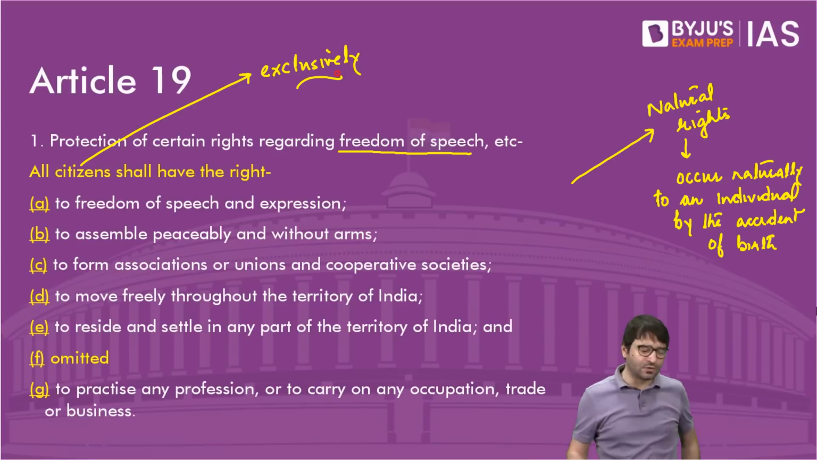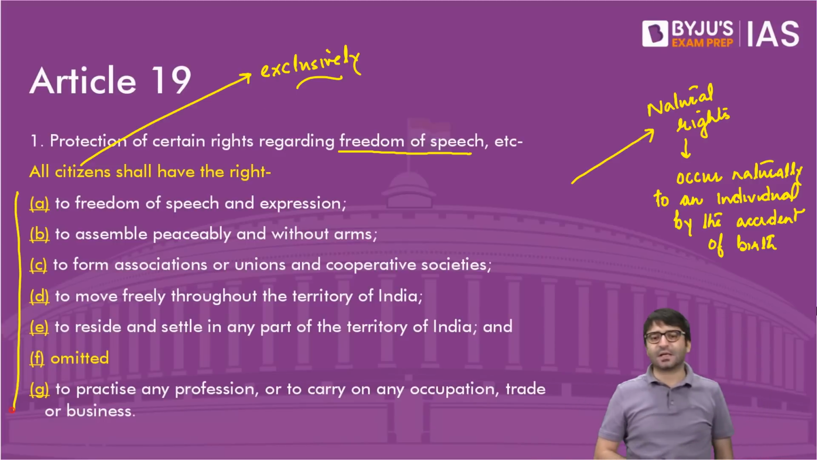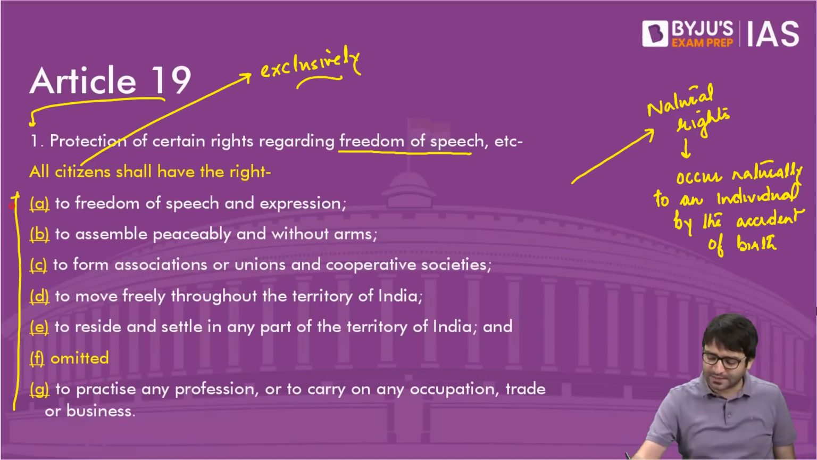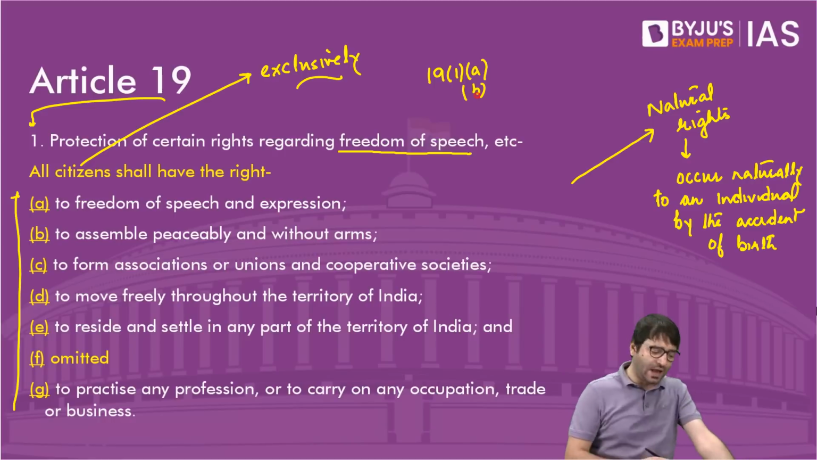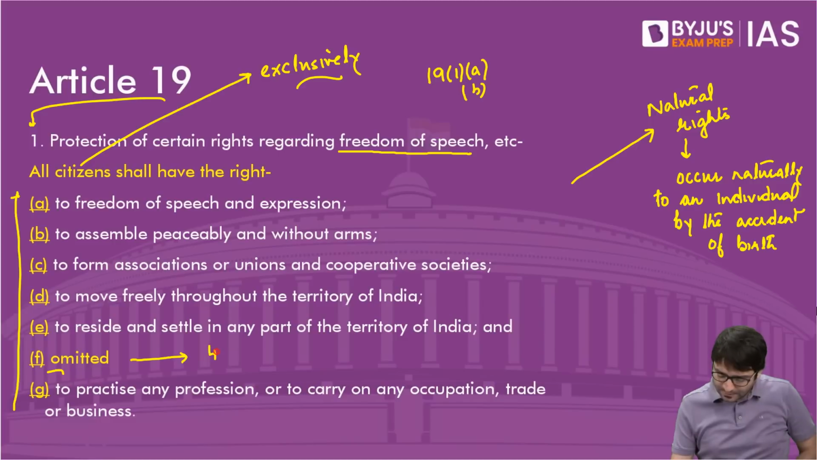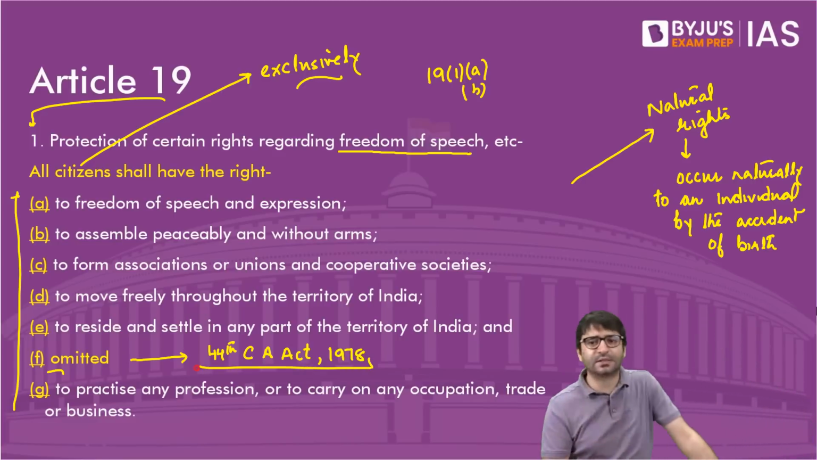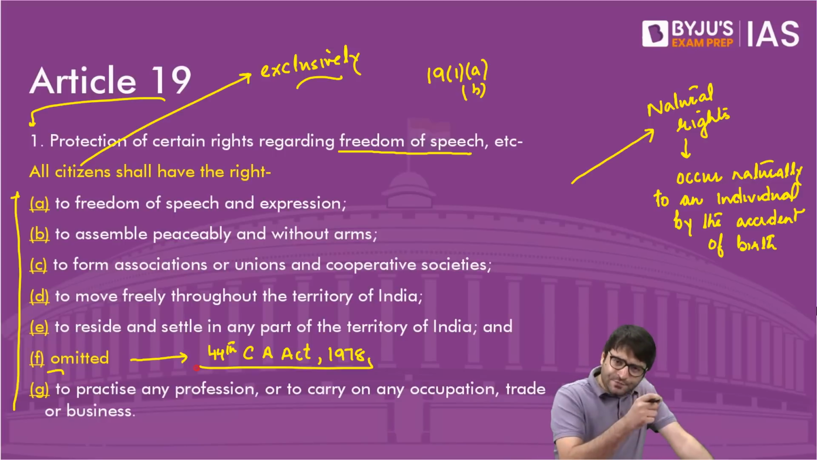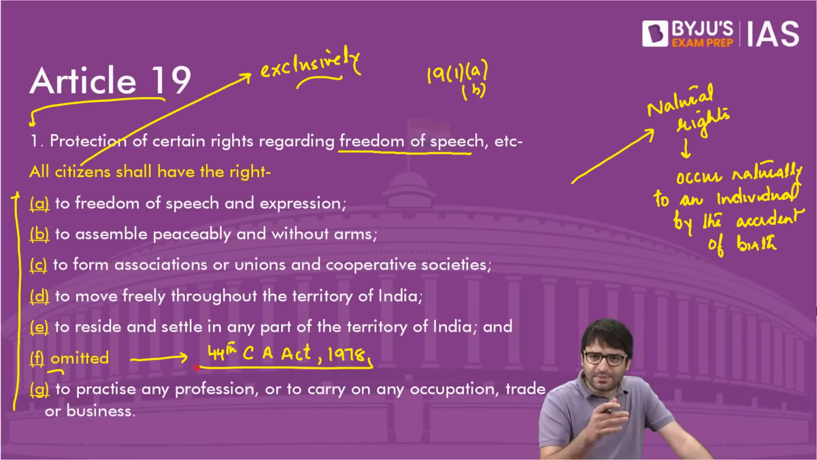Article 19 talks about all these rights, such as Article 19(1)(a), that's how you write it, Article 19(1)(b), C, D, E. F was omitted, repealed, deleted due to the 44th Constitutional Amendment Act 1978. Why it was deleted, we will discuss later under Directive Principles of State Policy. But all these are fundamental rights under Article 19, available exclusively to the citizens of India, and we call them natural rights because they occur naturally to an individual because of the accident of birth.